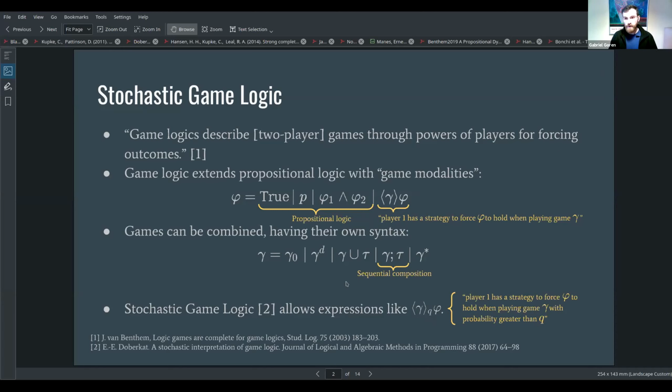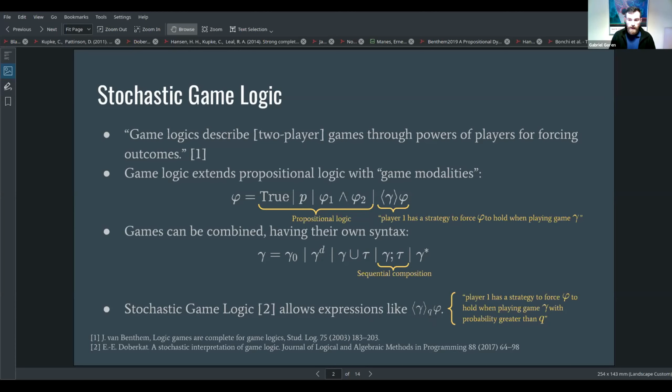The stochastic game logic extends this situation by allowing expressions with a probabilistic component. So we have these modalities like the one here, whose intended meaning is that player one has a strategy to force phi to hold when playing this game gamma with probability greater than Q. So this is an actually interesting situation to consider.